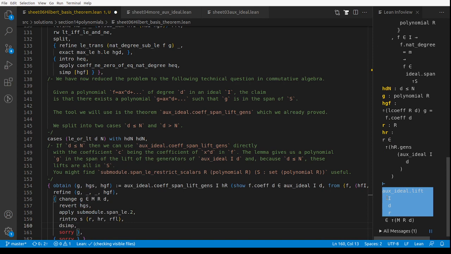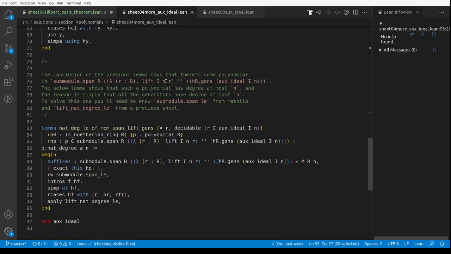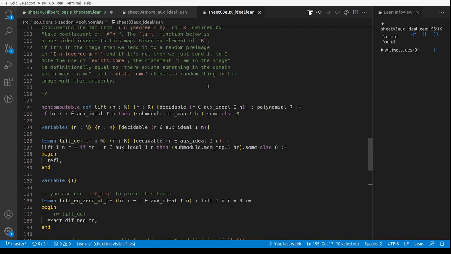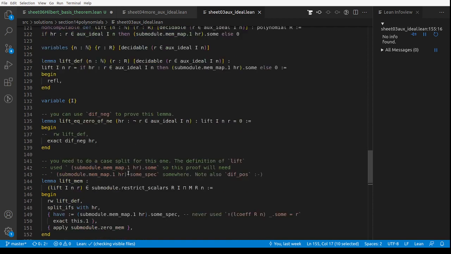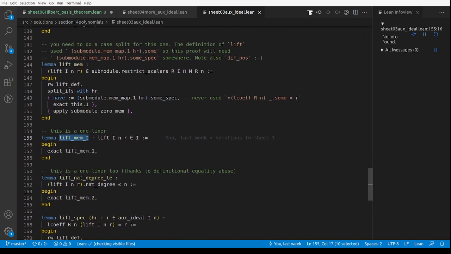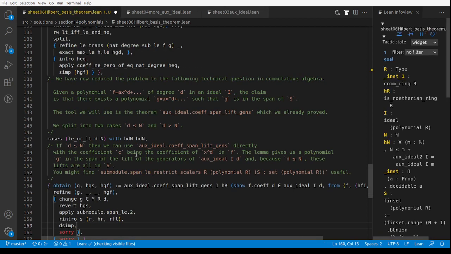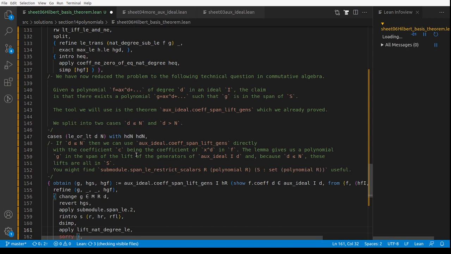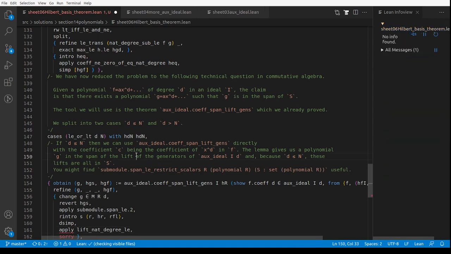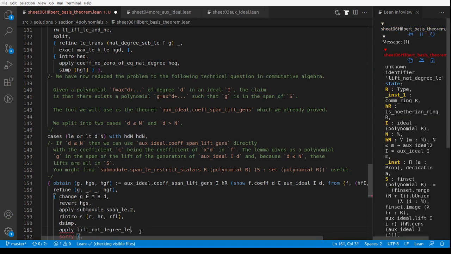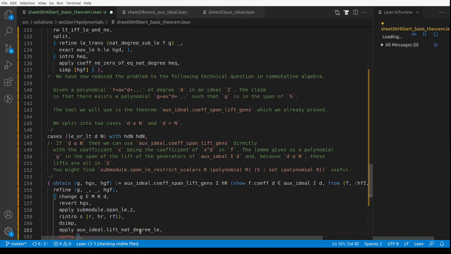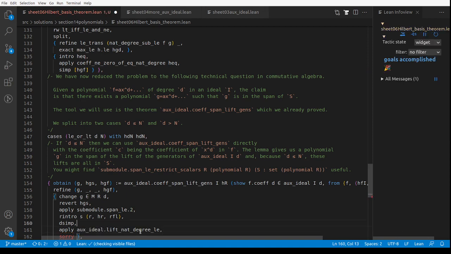I've got to prove that something in the lift has got degree at most d, and I'm wondering, did I prove that? I want lift LE or something. Lift nat degree LE. There we go. Now let's apply this. Apply that. Didn't work. Oh, because it's in a namespace. Let's apply that. And that did work. So I probably don't need to desimp, I would imagine.